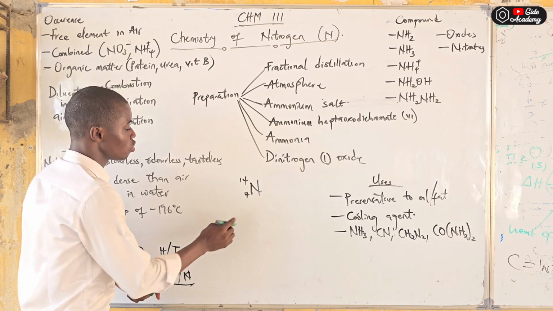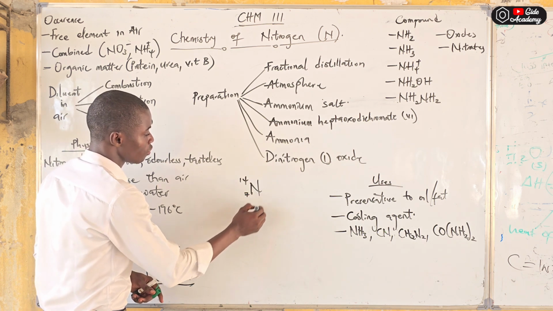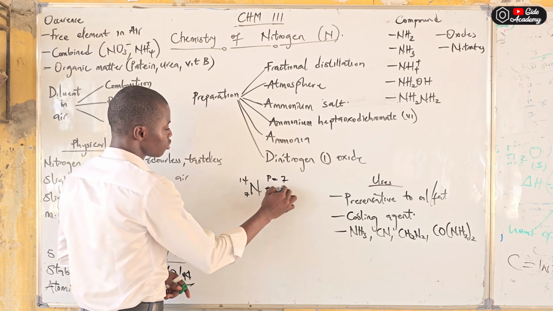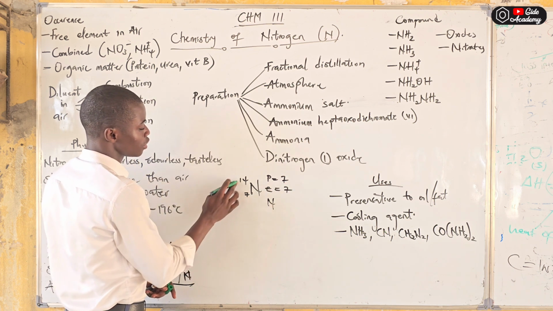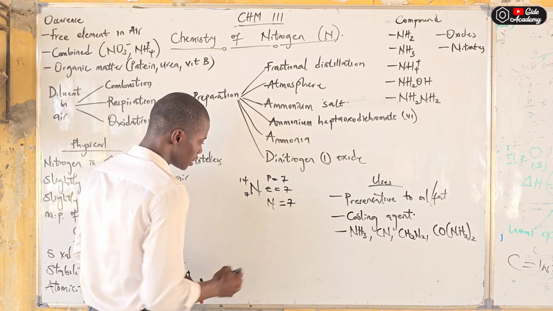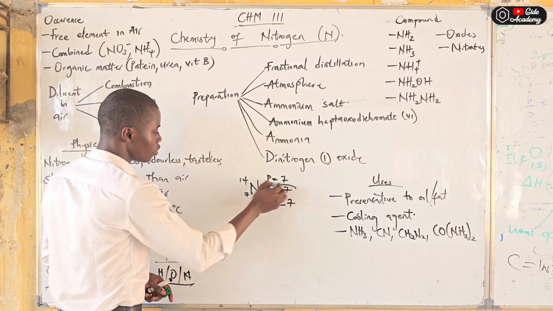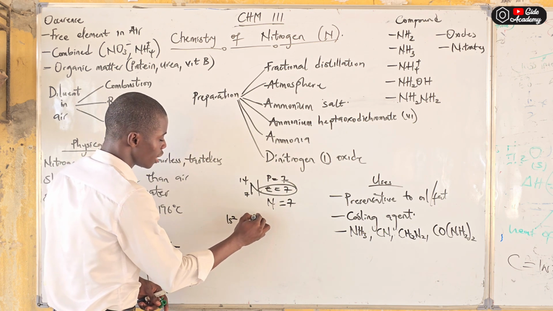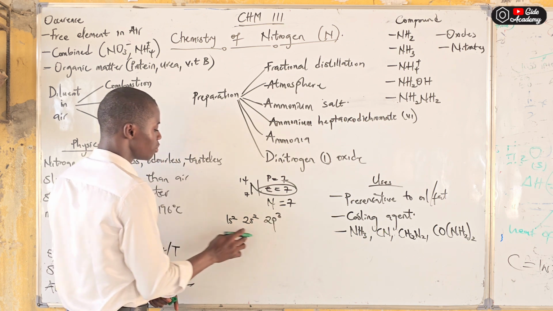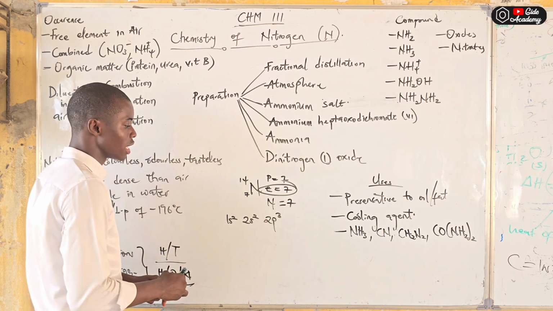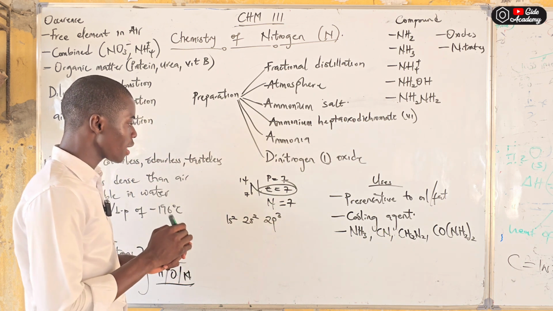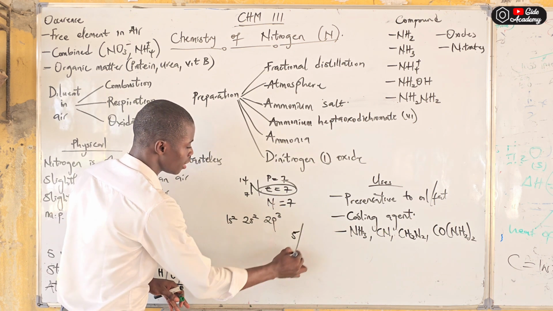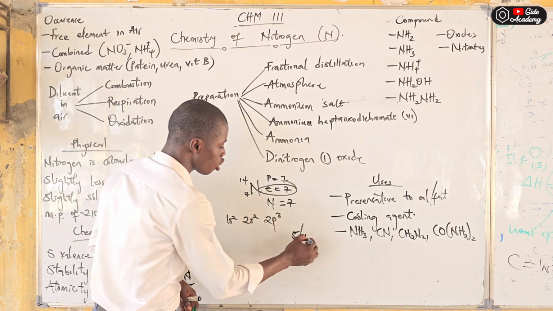Of 14. So if you go by this, for the electronic configuration of nitrogen, the proton number is 7, the electron number is 7, while the neutron number is 14 minus 7, which gives us what? 7. So the electronic configuration of nitrogen is 1s2, 2s2, 2p what? 3, because 2 plus 2 plus 3 gives us 7.